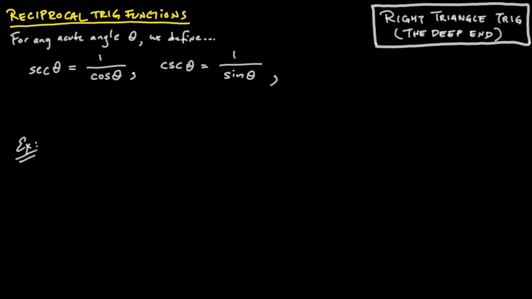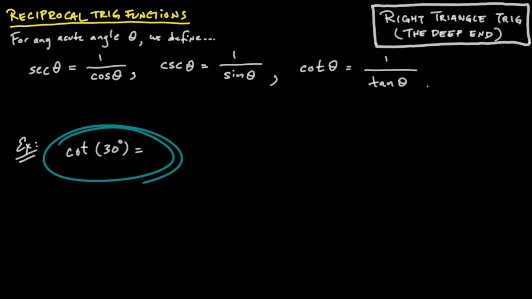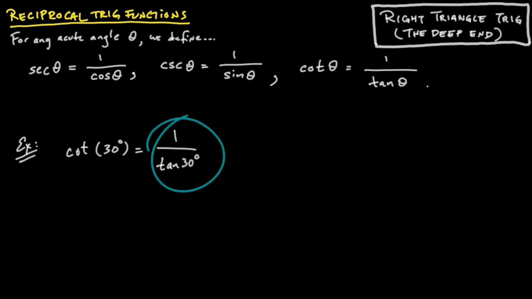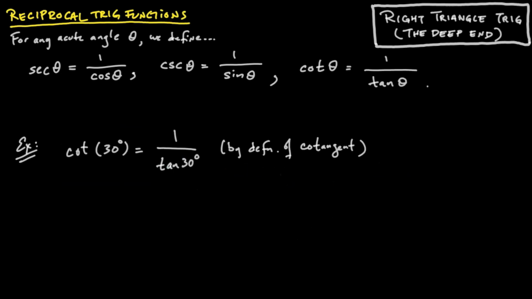And there's one more reciprocal trig function to define, which is expressed COT theta, which is short for cotangent of theta. And I'll bet you can guess how it is defined. It is defined as 1 over the tangent of theta. So that, for example, the cotangent of 30 degrees is 1 over the tangent of 30 degrees, and that's just by definition of cotangent. And hopefully you remember that the tangent of 30 degrees is 1 over root 3, so that the cotangent, its reciprocal, is going to be root 3 itself.